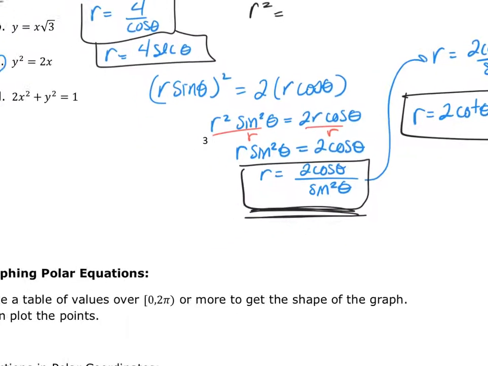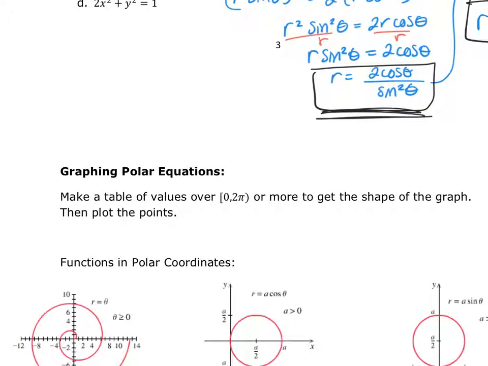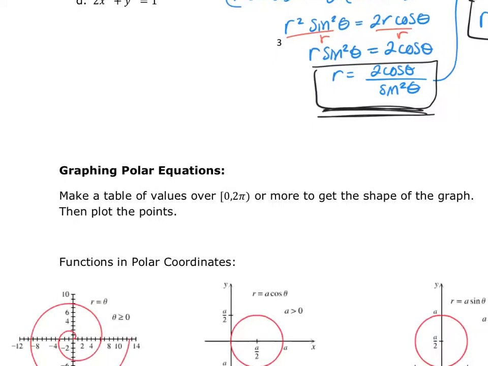Okay. Now we're going to graph these. So when we're graphing these, we can make a table of values over 0 to 2 pi, and we can just start plotting these on the polar plane. There are some functions or some equations in the polar plane that will always have the same shape.